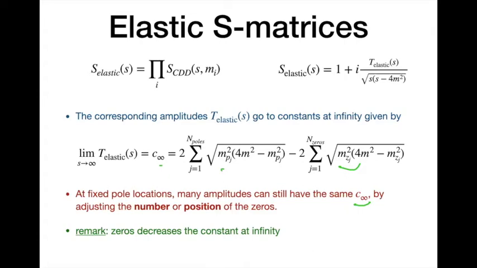No, it's not, because the zeros can arrange themselves and move a little bit to make this total contribution adjust and be invariant. You could also change the number of zeros. So fixing the poles and C infinity is still not enough to fix S elastic, because you have this zero factor, and they can contribute in different ways. Just one remark: they decrease the constant at infinity, and we may use this later because of this sign.